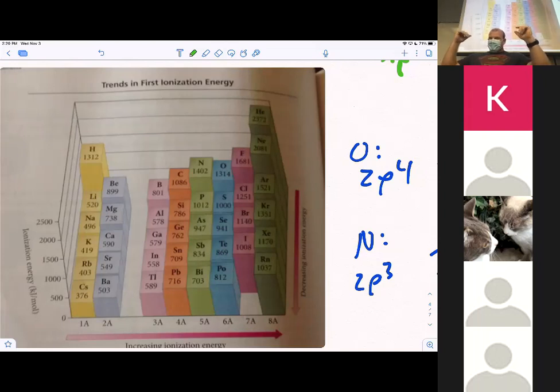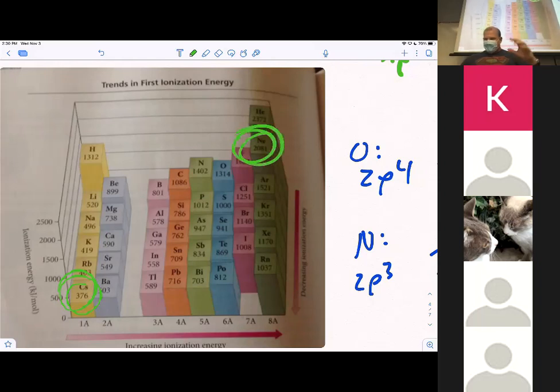I'm gone. Whereas here it is, like cesium over here. Cesium is this huge atom, plus one center. Cesium is like, all right, I'm kind of okay here. Ooh, you're gonna give me 376 kilojoules per mole? Boop, I'm gone. Then I'm using neon.